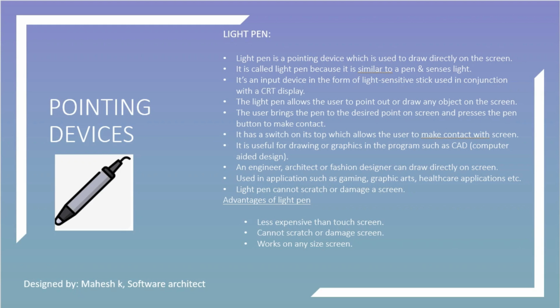An engineer, architect or a fashion designer can draw directly on the screen. So this is most useful for engineers, architects or fashion designers to draw such designs. It is used in applications such as gaming, graphics, arts, healthcare applications, etc. A light pen cannot scratch or damage the screen. What are the advantages? It is less expensive than a touch screen, cannot scratch or damage the screen, and works on any size screen.